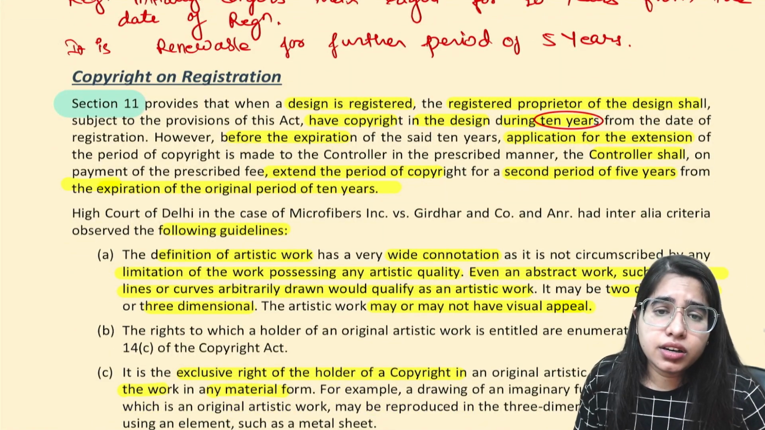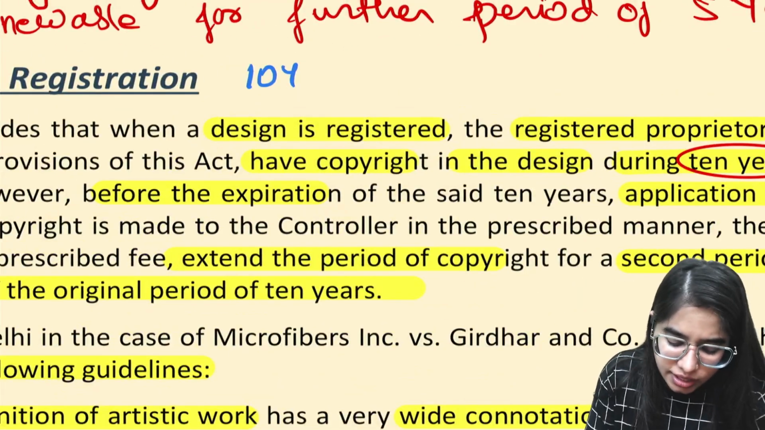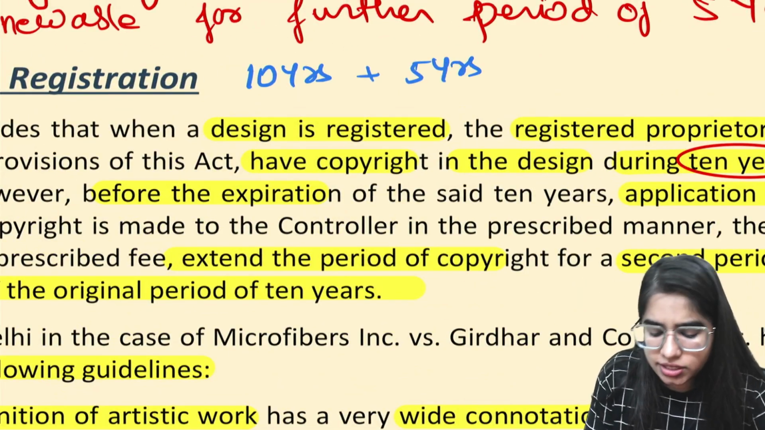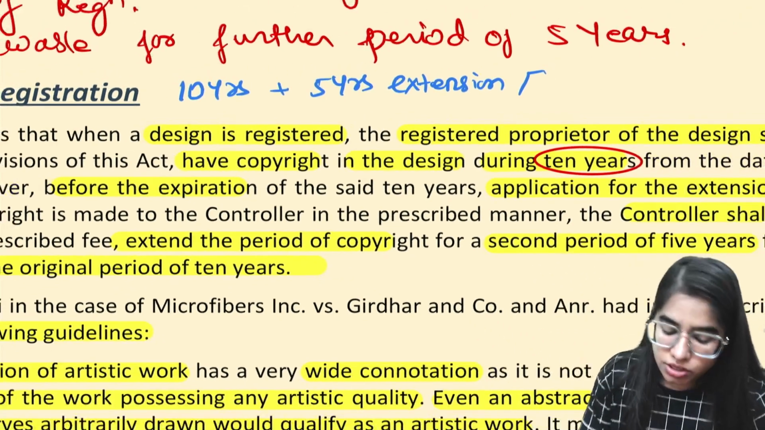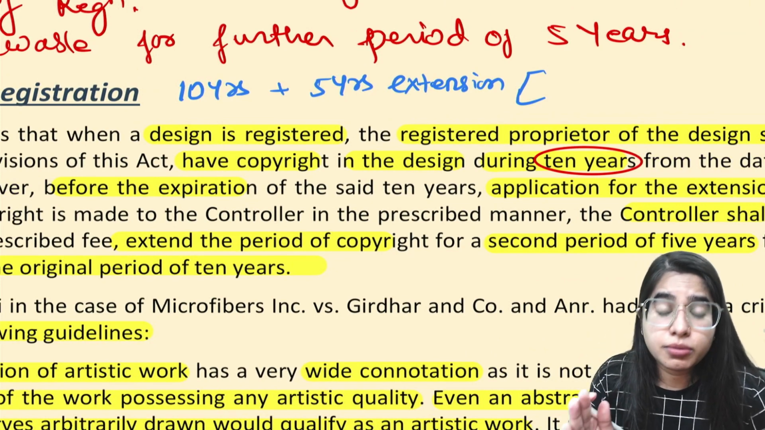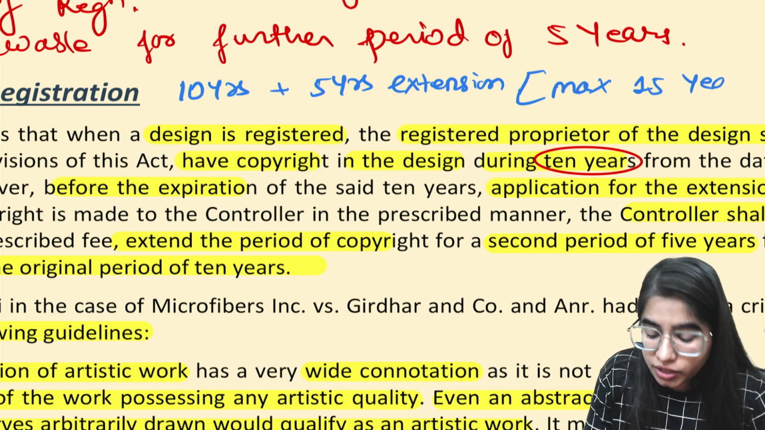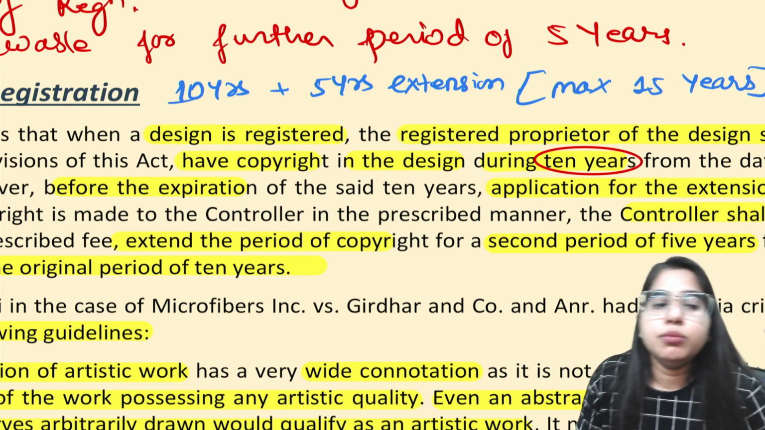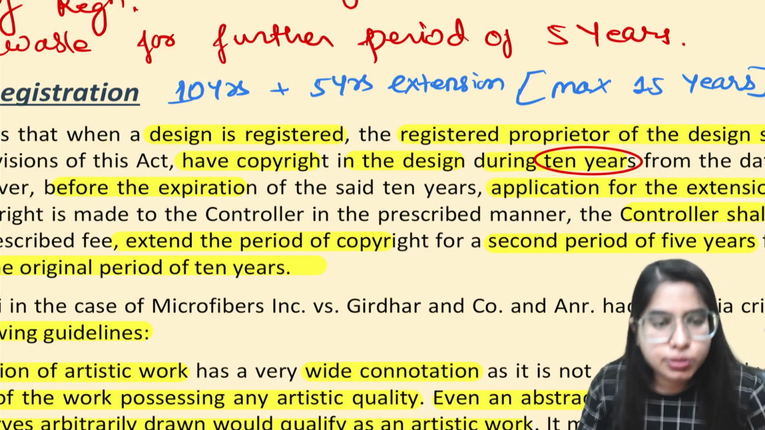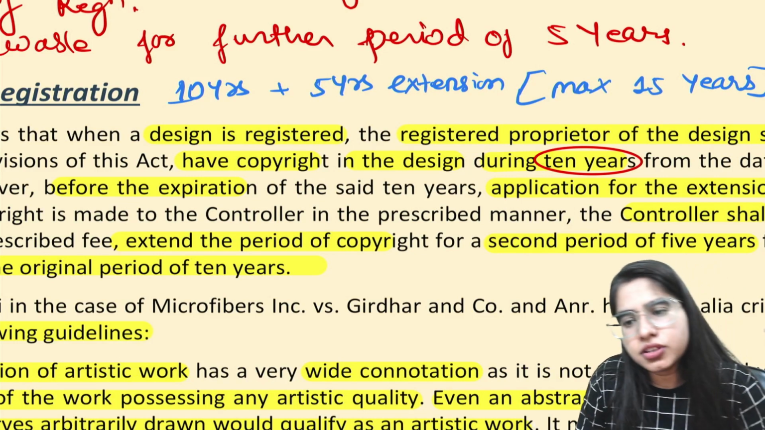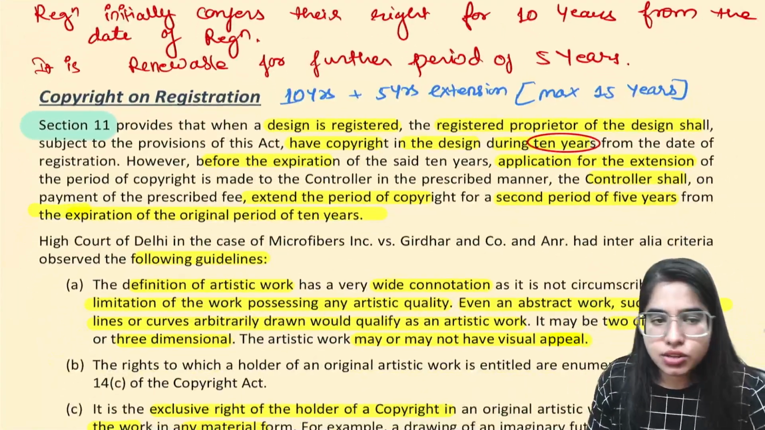Copyright, for how many years do you get copyright registration? You can write here 10 years plus 5 years extension. That's it. Maximum 15 years. Sorry, not patent, I'm really sorry, design: maximum 15 years. You can write here your design can be registered for 10 years, and when your 10 years are about to expire, you can get extension for the next 5 years. Total of 15 years your design can be registered.